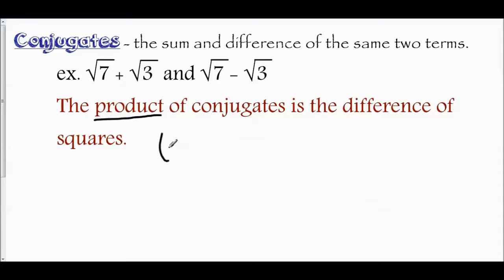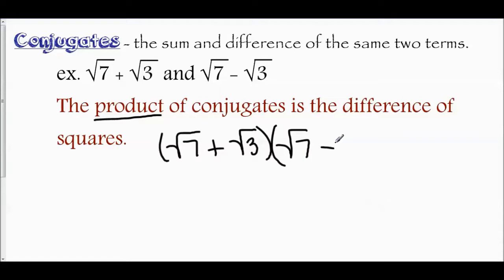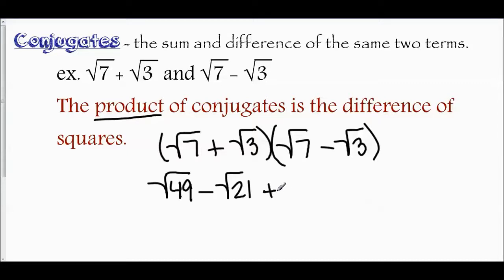So let's demonstrate this. Square root of 7 plus square root of 3 and square root of 7 minus square root of 3. So the first terms would be square root of 7 times square root of 7, which is square root of 49. Outside would be square root of 7 times negative square root of 3, which is negative square root of 21. Inside would be square root of 3 times square root of 7, which is a positive square root of 21. And our last terms would be square root of 3 times negative square root of 3, which is negative square root of 9. Let's simplify these.